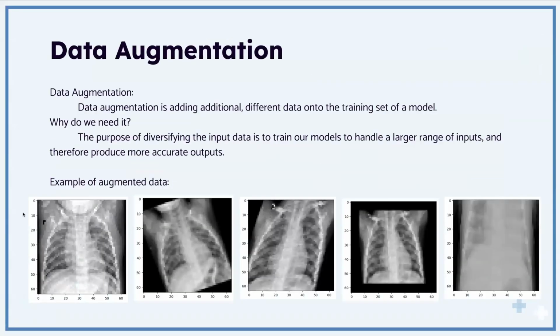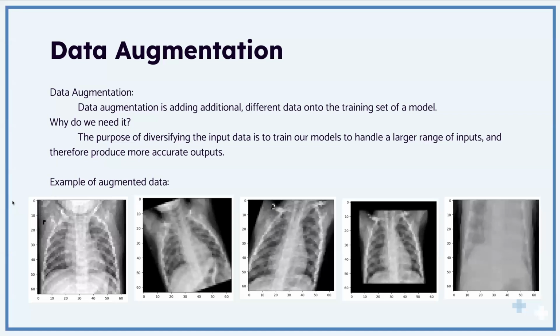Data augmentation is our next topic. So it is adding additional data onto the training set of a model where the additional data is different in some ways compared to the previous data, like rotated, scaled up and down, or colored differently. The purpose of diversifying the input data is to train our models to handle a larger range of inputs and therefore produce more accurate outputs.